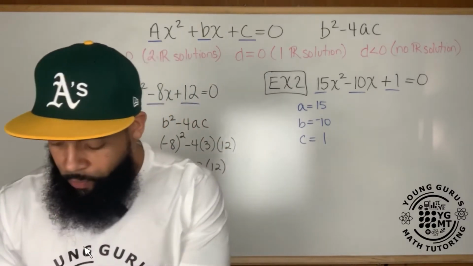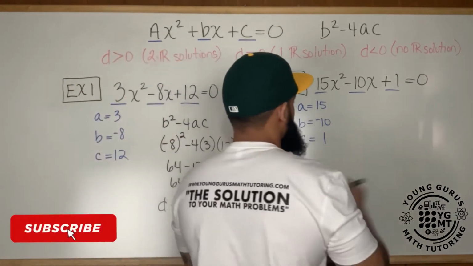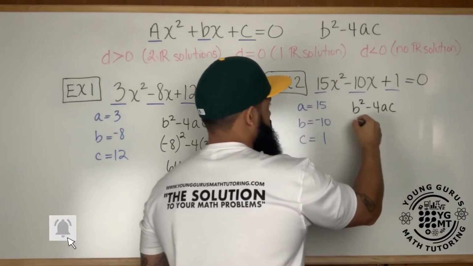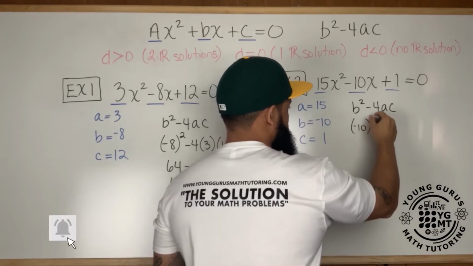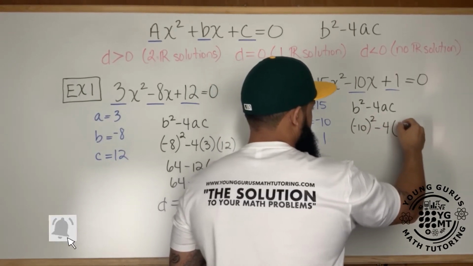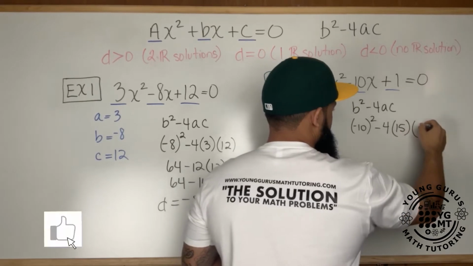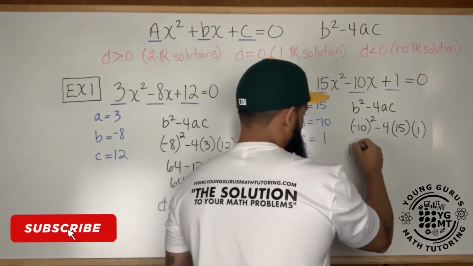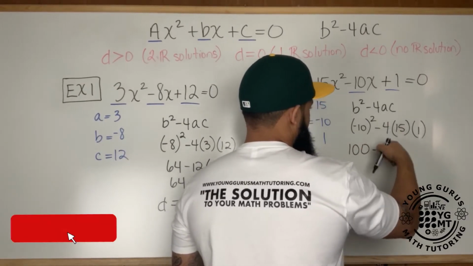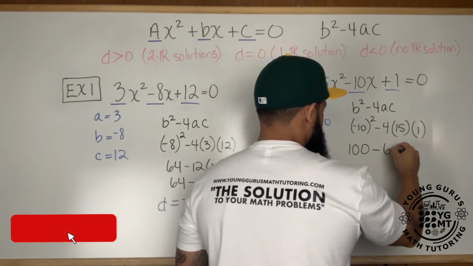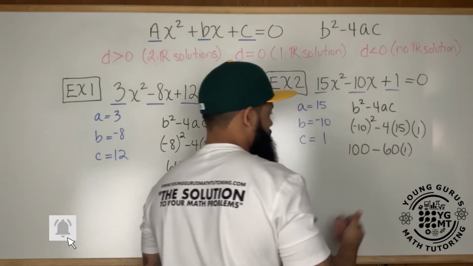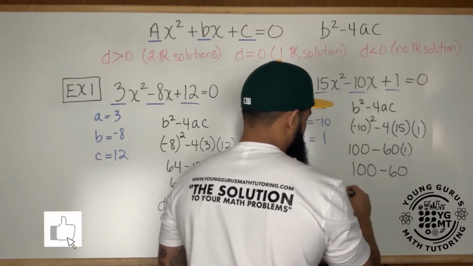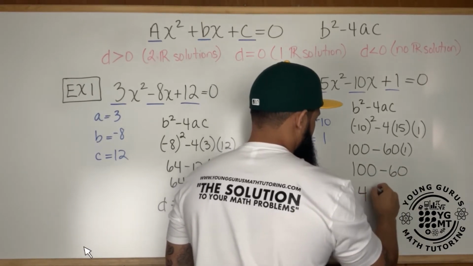Okay, so B squared minus 4AC. Okay, so we have negative 10 squared minus 4 times 15 times 1. Okay, negative 10 squared is 100. So I have 100 minus 4 times 15 is 60. And then 60 times 1 is 60. So I have 100 minus 60, which equals, and I'm going to put my D there, D equals 40.